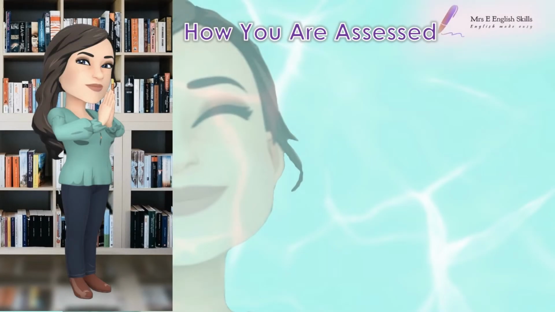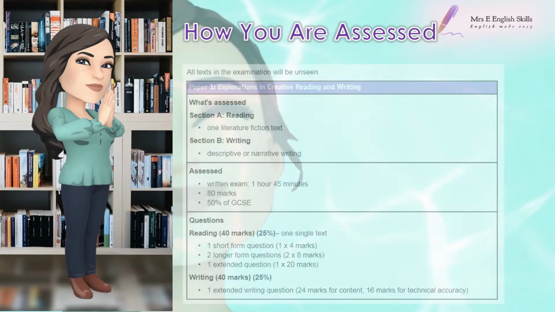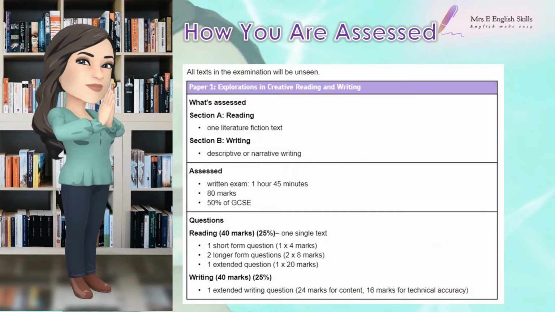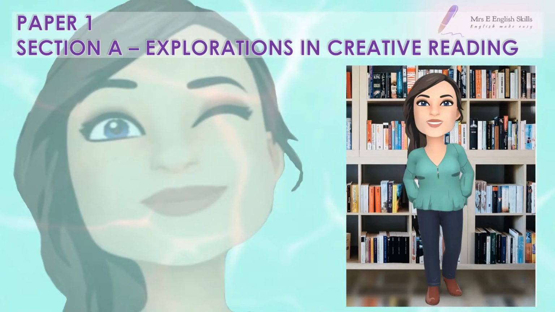How are you assessed for Paper 1? Here is a snapshot taken from the AQA website. Today's lesson concentrates on Section A, reading, and starts to introduce the question types you will be asked. So the title for Section A is Explorations in Creative Reading.